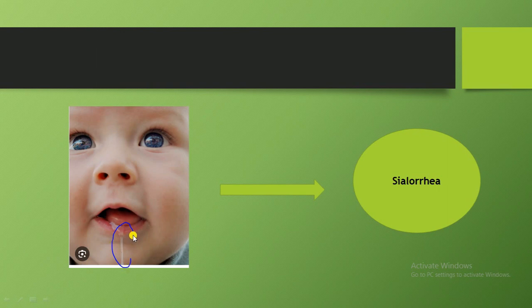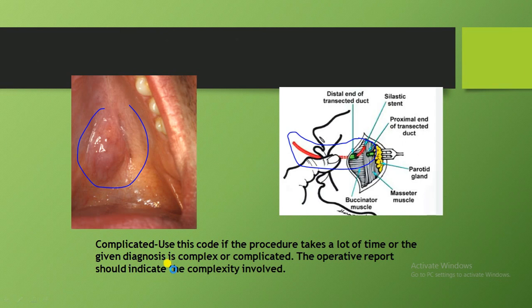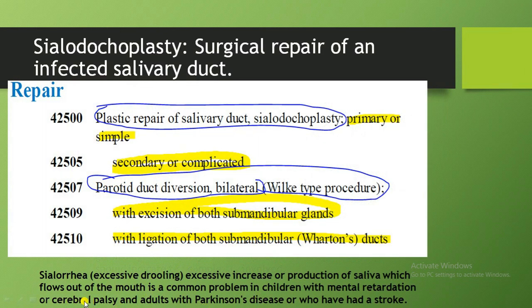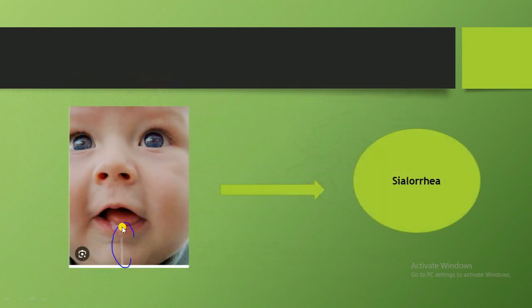In some patients with mental retardation, the saliva is continuously flowing. If we see here, the saliva is flowing, right? They will have increased production of saliva flowing out of the mouth. We can also see this in some Parkinson's disease patients or cerebral palsy patients, with saliva flowing from the mouth. Nothing but sialorrhea, which is also called drooling.